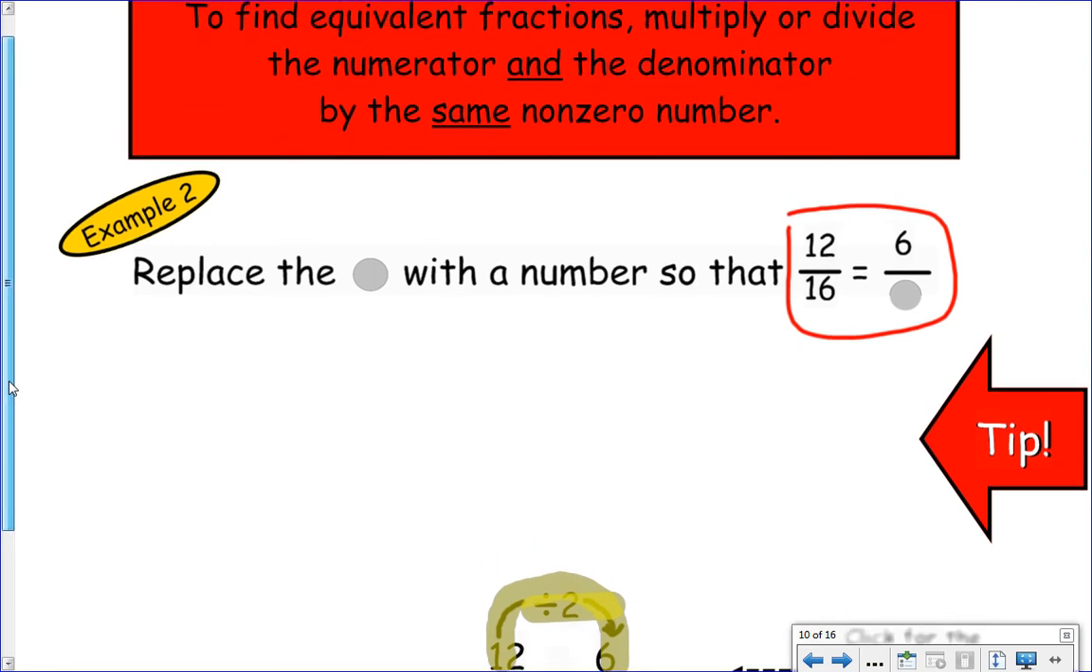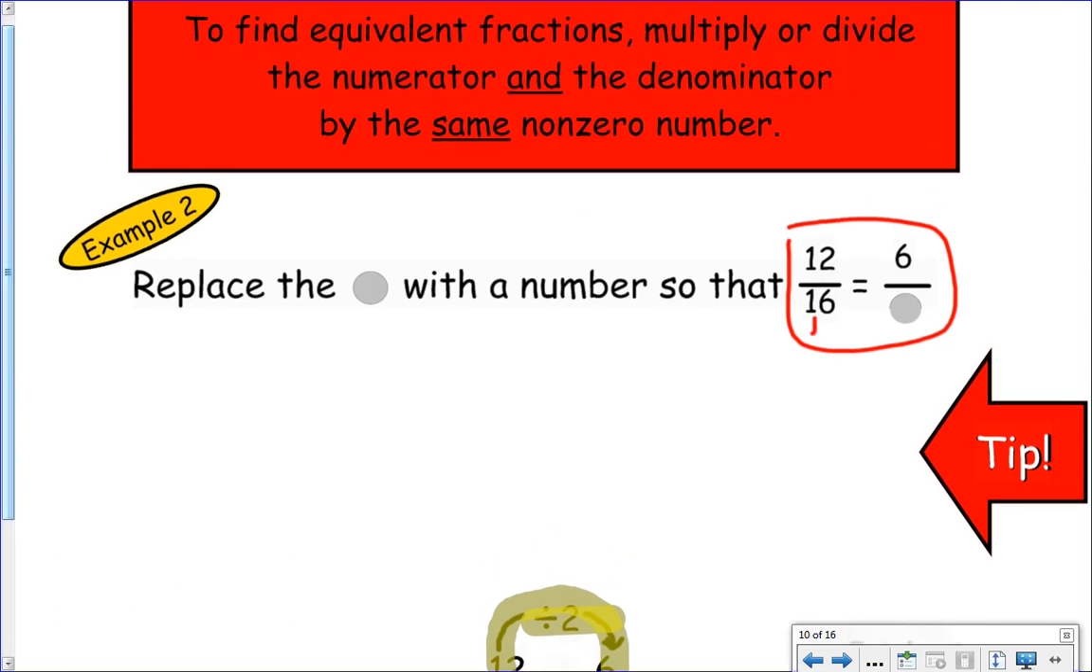So what you're going to do is basically do the opposite. In this case, I've got the bigger numbers over here, and I want to make it into a smaller fraction. So what am I going to do? I'm going to divide. So I'm going to take 12/16, rewrite it over here, equals 6 over, we don't know.